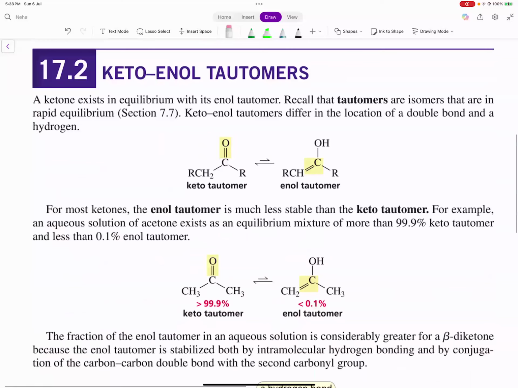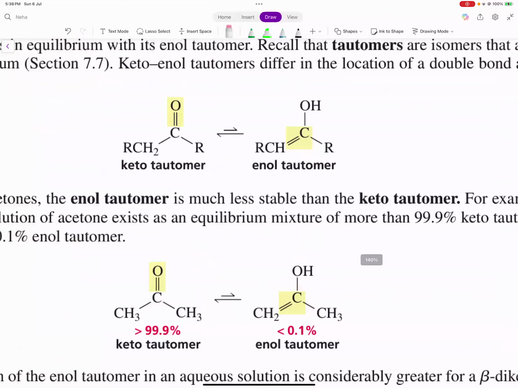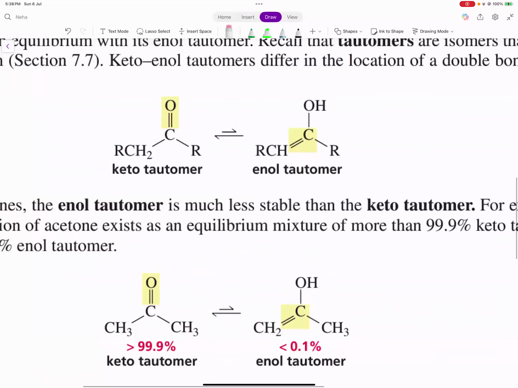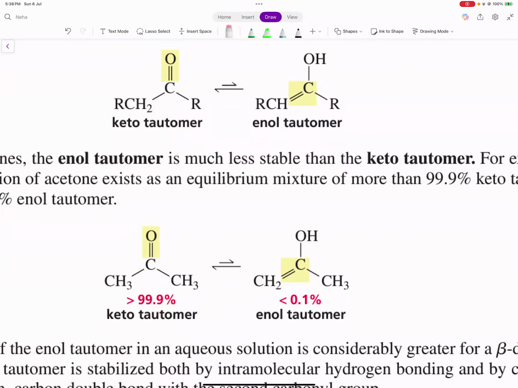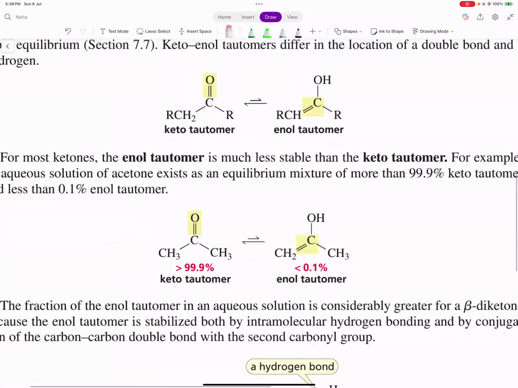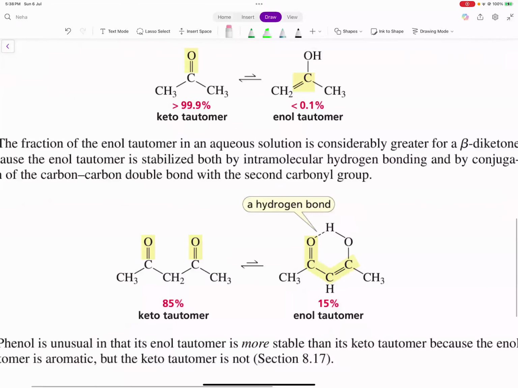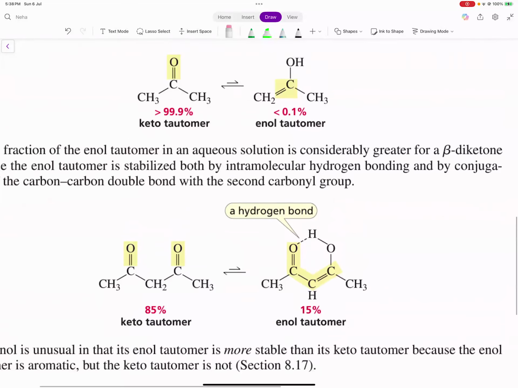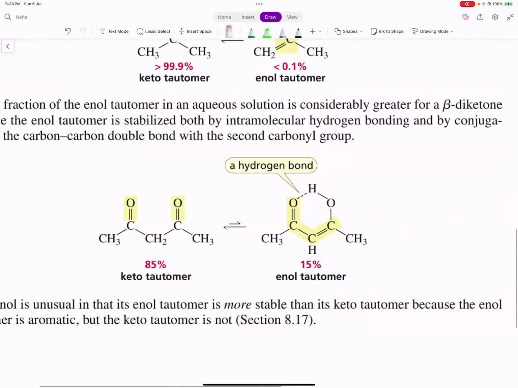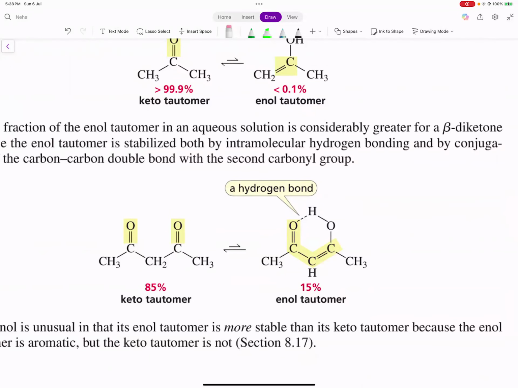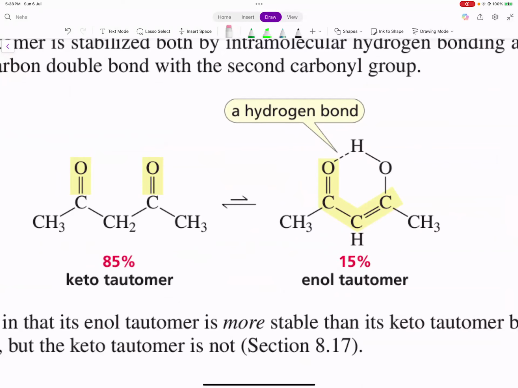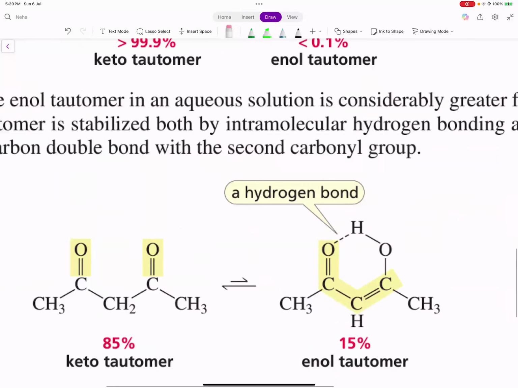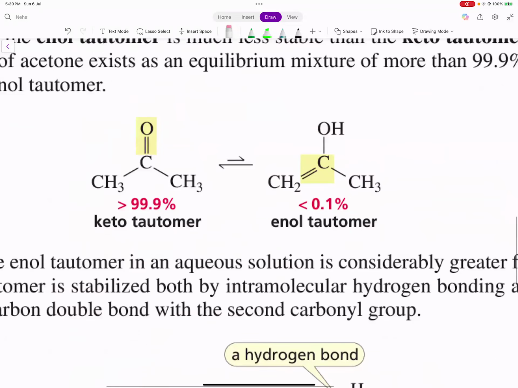Anyways, keto-enol tautomers. See, this is keto, this is enol. See, the bottom is also keto. This is enol, right? Normally it is less than 0.1% enol, but here we have 15% enol, and 85% keto. So here only one of the groups has become enol, right?